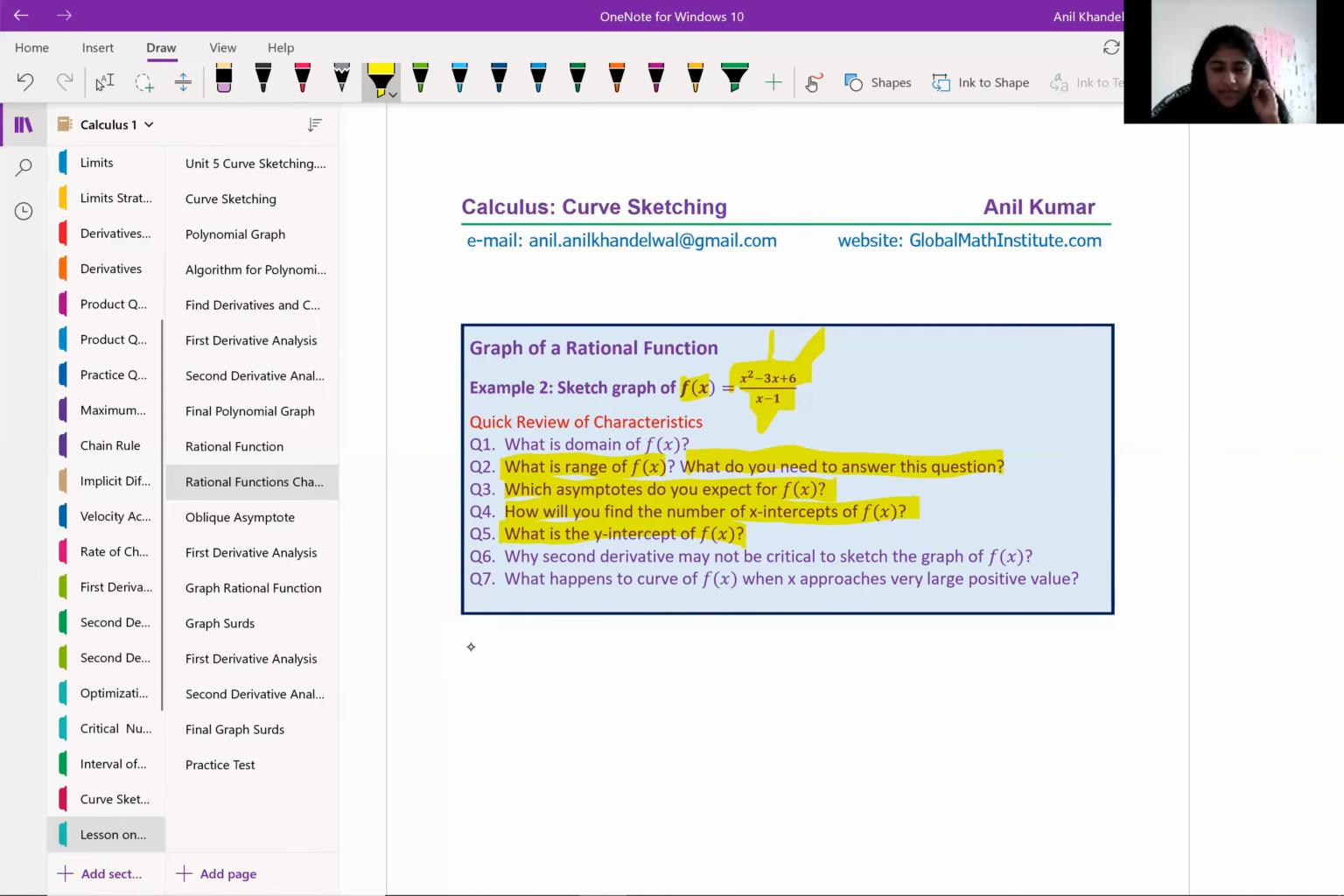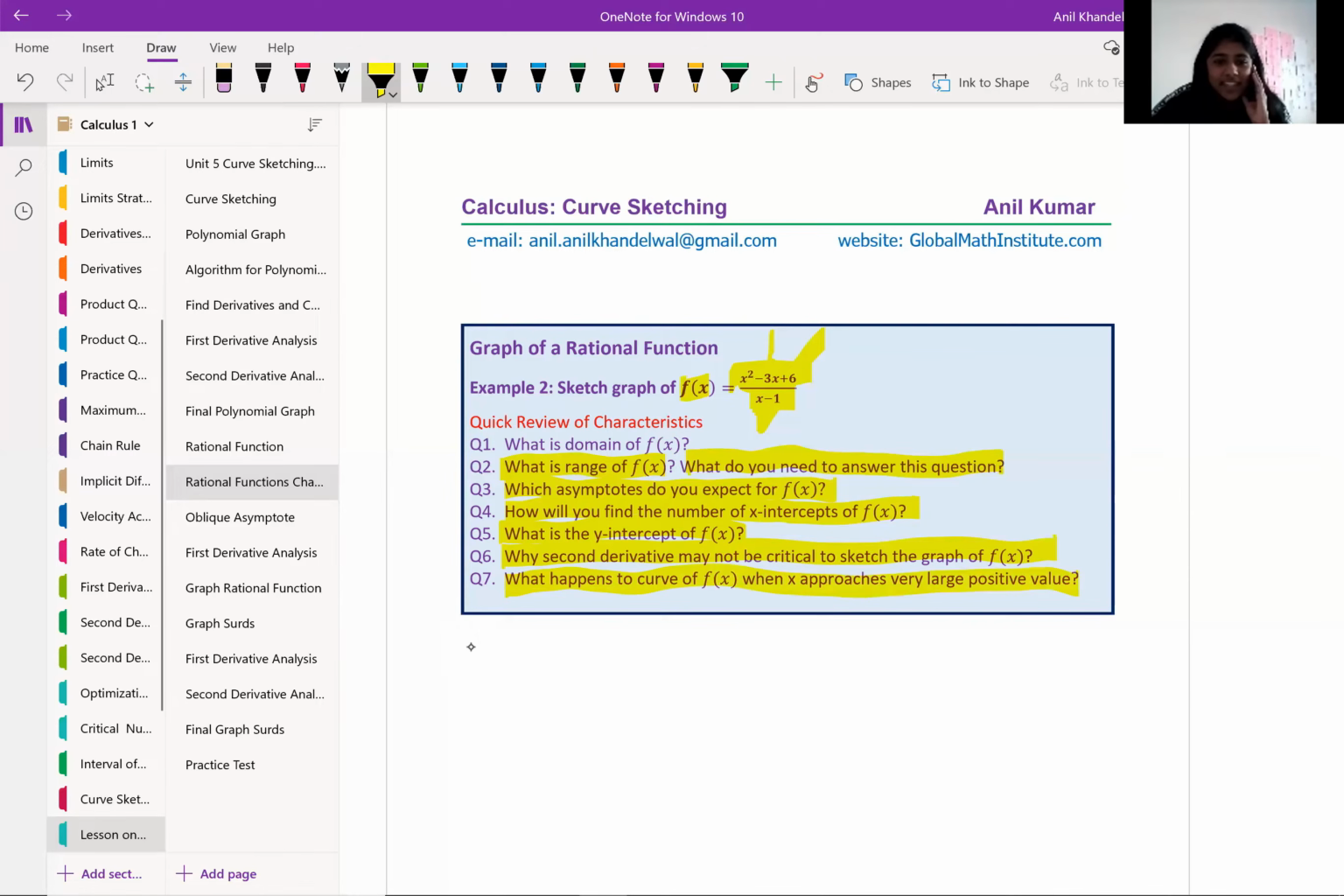All right, okay. Question 6. Why the second derivative may not be critical to sketch the graph of f of x. We are not going to find the second derivative because there is no point of inflection. No point of inflection, no point doing it. Is that okay? Yeah, that makes sense.